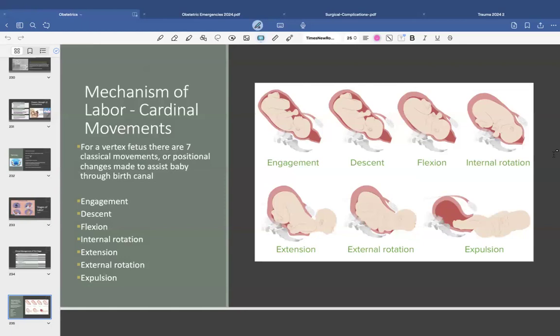Descent, so we're now moving down through the pelvis. The cervix is thinning out, it's dilating. Mom is going to start to get ready to push. Flexion, we talked about flexion. Want that chin tuck, the body curve. So the baby has gone from being engaged, now it's moving down, and now it's getting into that curved flexion position.